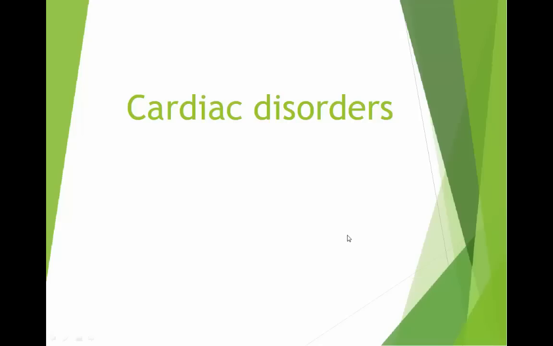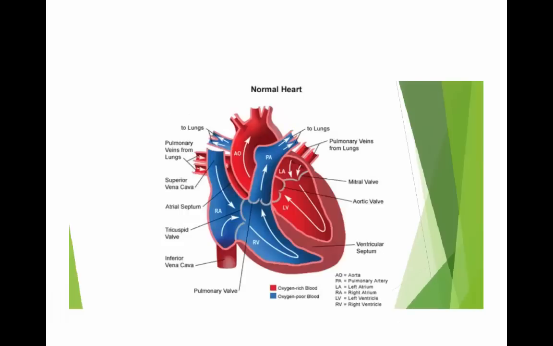Today we're going to discuss cardiovascular disorders in pediatric patients. This is just a reminder that the heart normally receives blood from the upper extremities, the head and the neck, and the lower extremities through the inferior vena cava and superior vena cava.